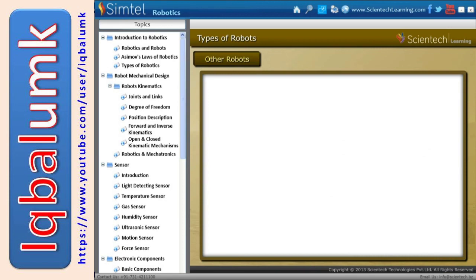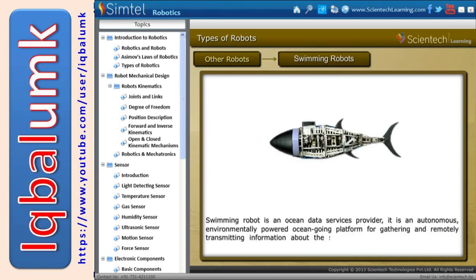The next type of locomotive robot is swimming robots. A swimming robot is an ocean data service provider. It is an autonomous, environmentally powered ocean-going platform for gathering and remotely transmitting information about the surface of the ocean, such as water temperature, and the atmospheric conditions above, such as wind speed.